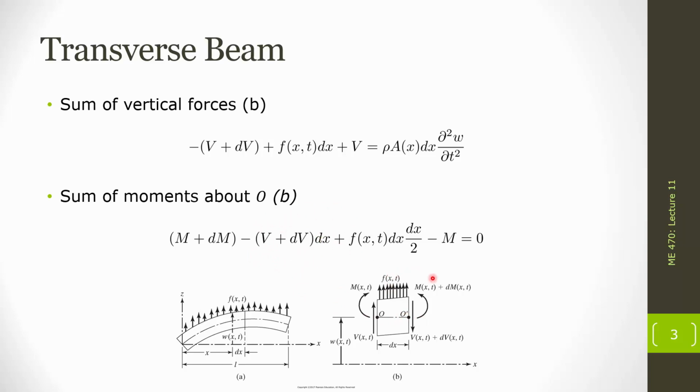And then the moment that this distributed load is going to cause is going to be the density times the length, which is the force, so F times the dx. And for this very small piece, we can assume that the intensity is uniform, which means that we can put its equivalent loading location at the center, so dx over 2.